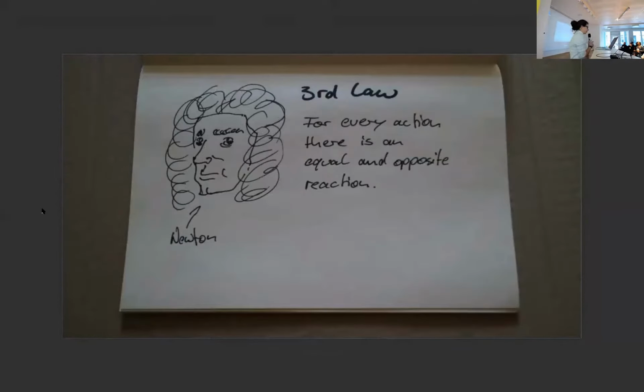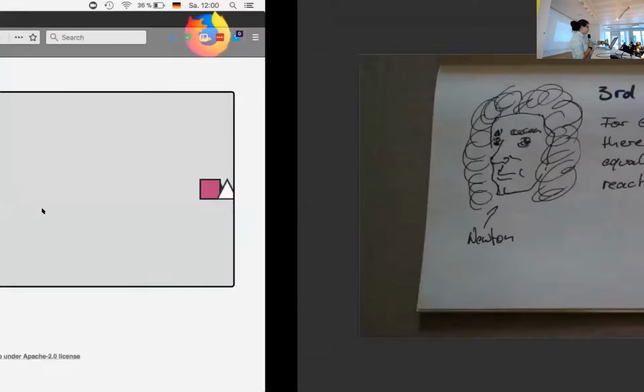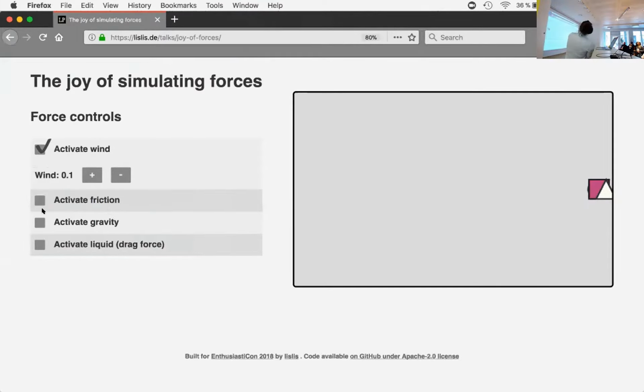Let's start with the third law, which is kind of cool. For every action, there is an equal and opposite reaction. What does that mean? If you look at this, we saw that the shapes, once they hit the wall, bounce back a little. This is because I made the wall push back the shapes once they hit it. Except this is not physically accurate, because when you do your own physics, you can also cheat your own physics, and you don't have to be physically accurate.